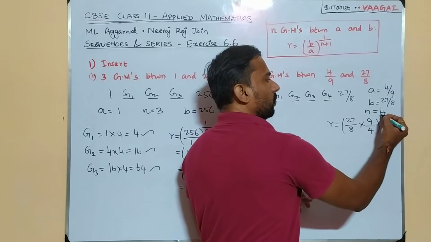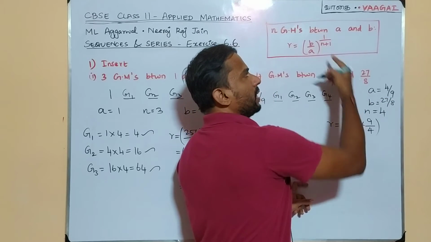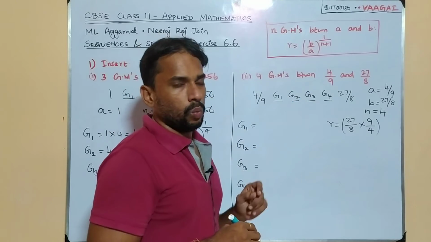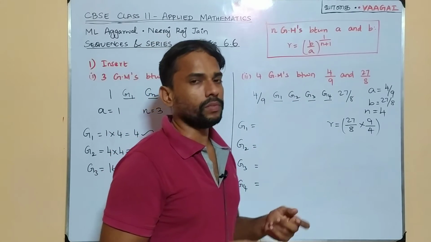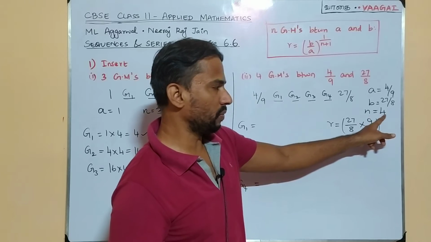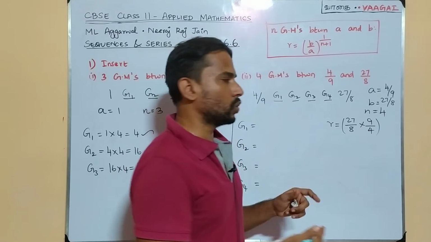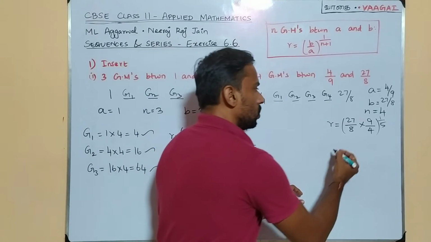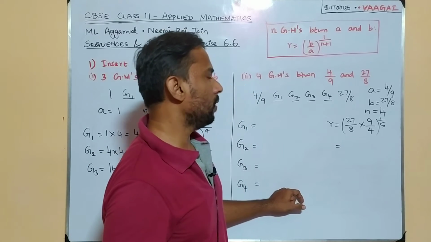The whole power 1 by N plus 1 will come. What is the value here? Since N is 4, N plus 1 is going to be 5. So you will have power 1 by 5. This is what you will have here.